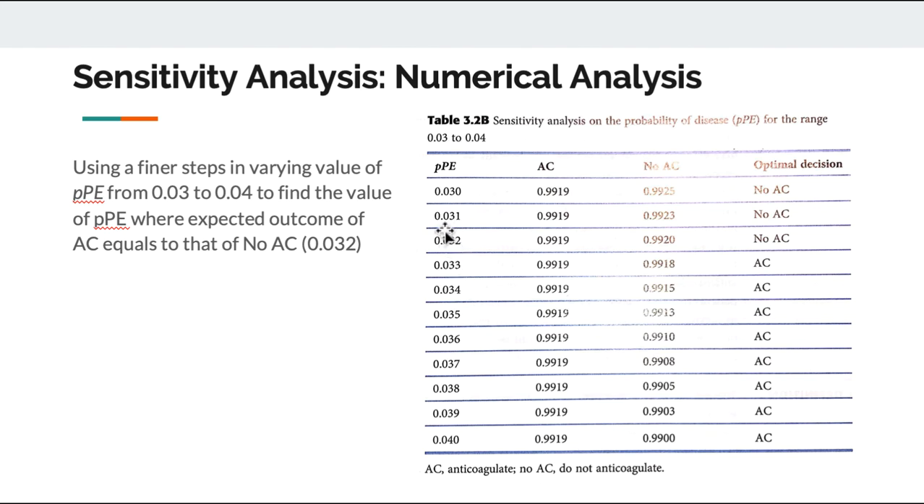So you can see that at the value of 0.032, the expected value of the AC option equals 0.9919, and the no AC equals 0.9920. The difference is very small, so we consider the two schemes the same in terms of the expected survival probability. So in this case, the threshold value equals 0.032, where the two options have the same expected values of the outcome.